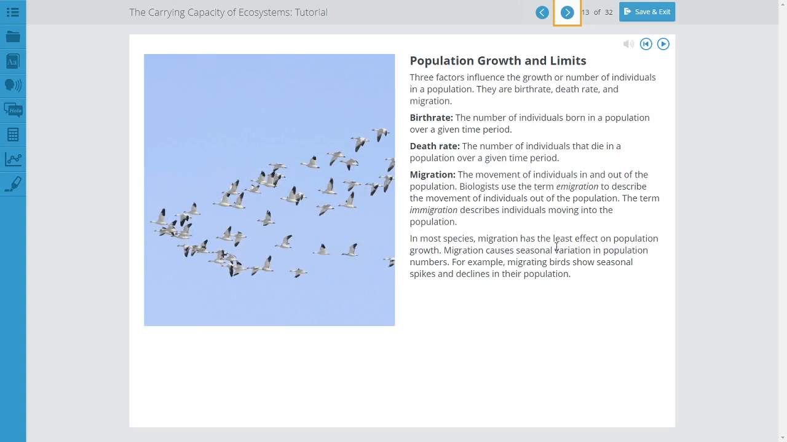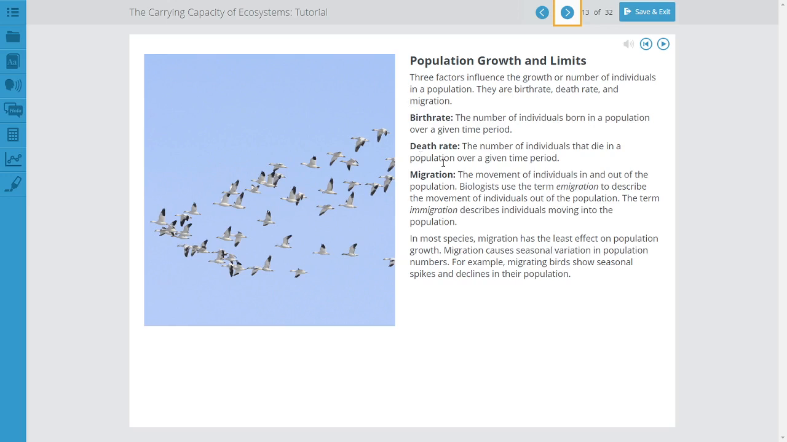Now, this should be pretty obvious, but I want to throw three things at you. The birth rate, that's how fast things are being born. That's always going to increase the population. The death rate is how fast things are dying. That's always going to decrease the population. So, two big things that affect the population in any given area. Remember, those are how fast things are being born and how fast things are dying.